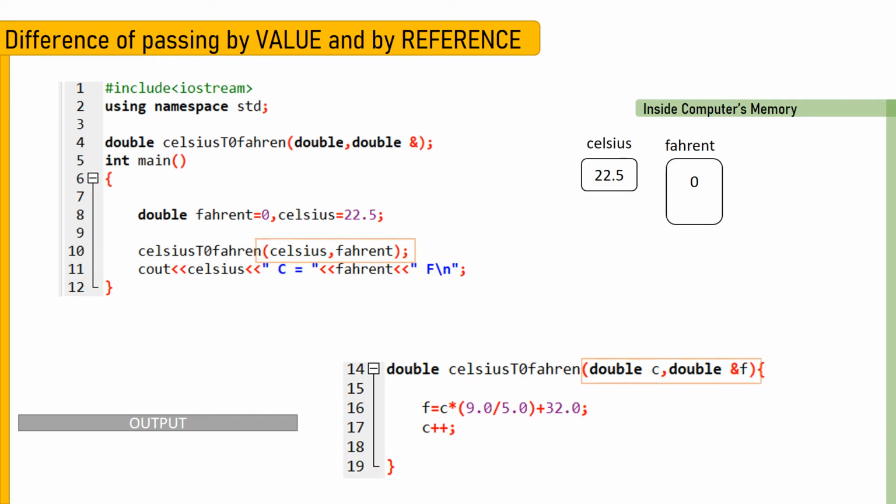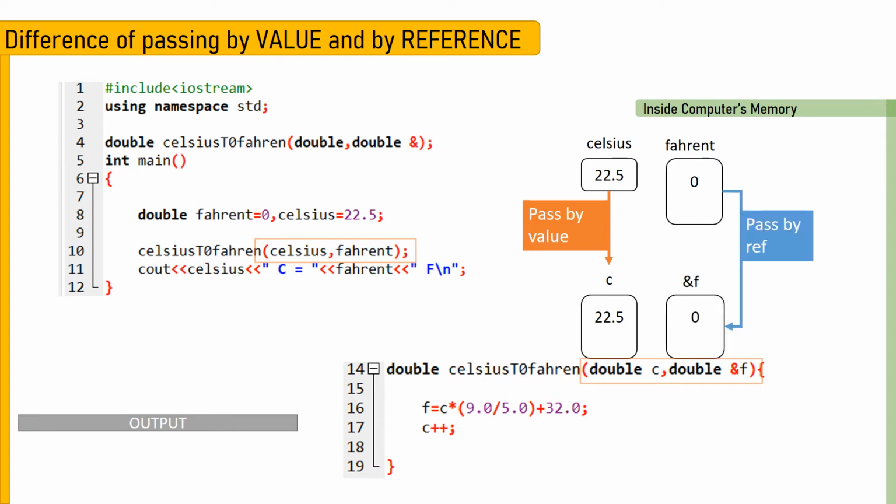Automatically, we understand our first parameter is called pass by value. Meanwhile, our second parameter, Fahrenheit, will be passed by reference because of the ampersand symbol. So now our parameter C has the value of 22.5 and our second formal parameter F has the value 0. It copies by reference, that is, the memory location of Fahrenheit in function main.